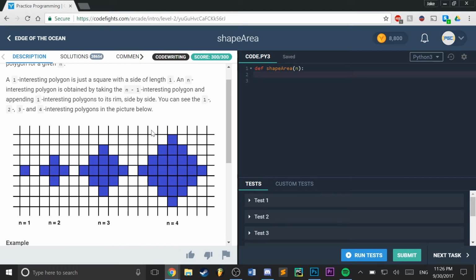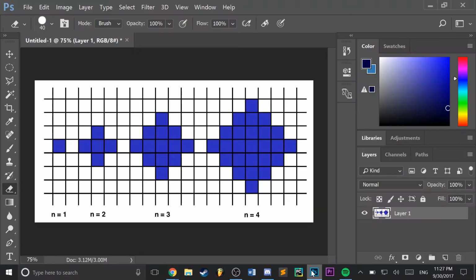I'm going to switch over to Photoshop just to illustrate this. I feel like I can illustrate it better in Photoshop. So we have this polygon here, right? And we want to know the area. We want almost like a formula that'll calculate the area for any n number of polygons. So if we look at n equals 1, of course it's very simple. It's just one square, and the area is equal to 1.